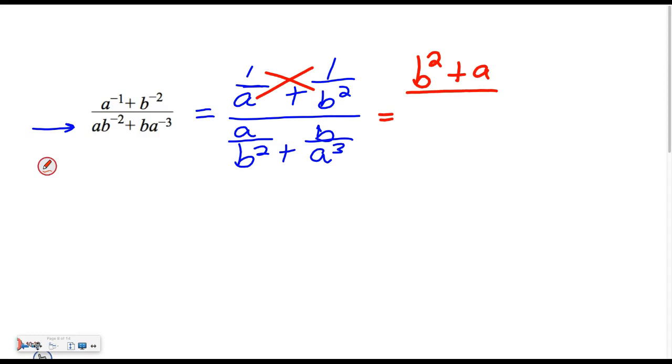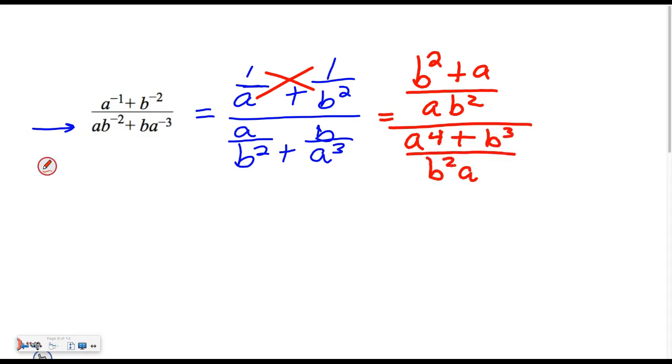ab squared. Crisscross multiply across, which a few years ago some girl said applesauce and it kind of stuck. So I always say crisscross applesauce. All over. So now I have a single fraction all over. And then I do the same thing. A to the fourth, crisscross, plus b cubed, cross, all over applesauce, b squared, a cubed.